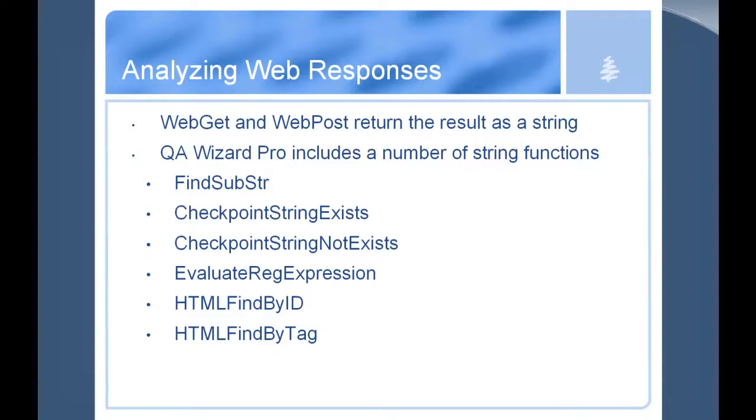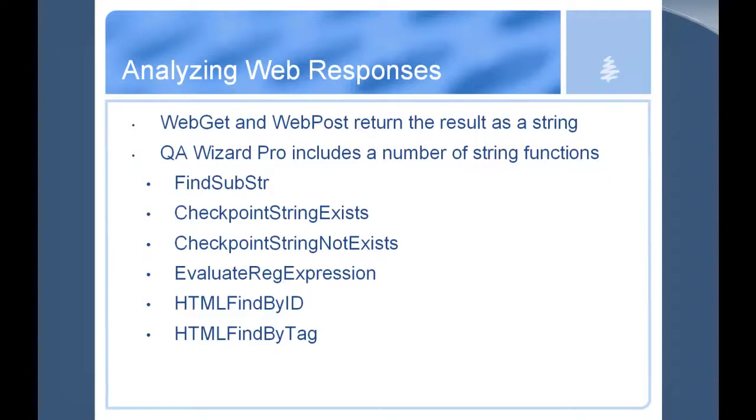So for example, if your page should say "welcome back, username," where the username is something in there, you could say find substring in the response for welcome back and make sure that's being displayed somewhere. Checkpoint string exists and checkpoint string not exists were two new functions we added around load testing, so they can be used for any kind of QA Wizard script, including normal automation and regression tests.